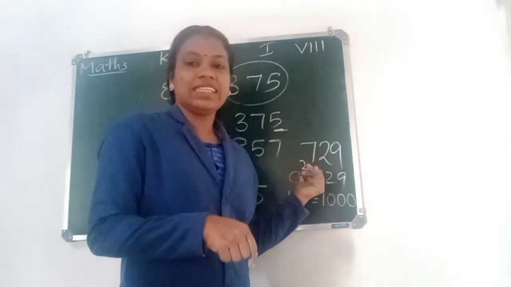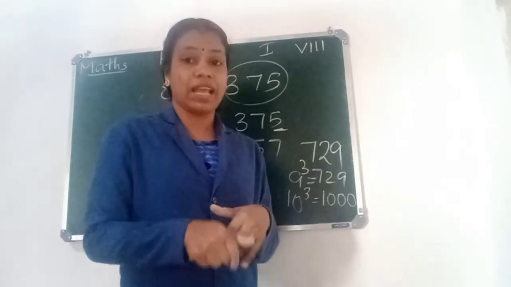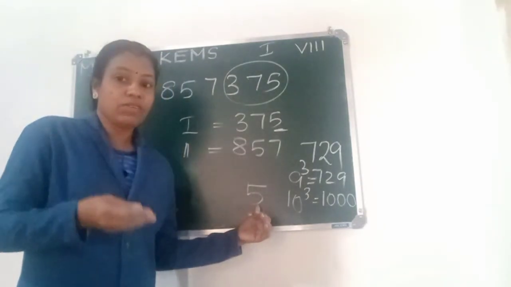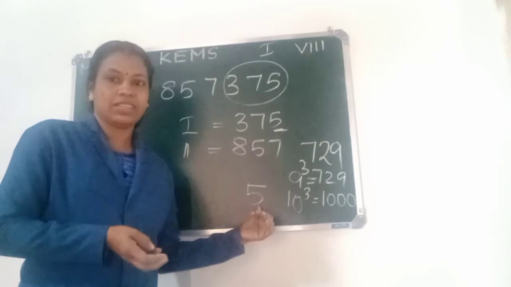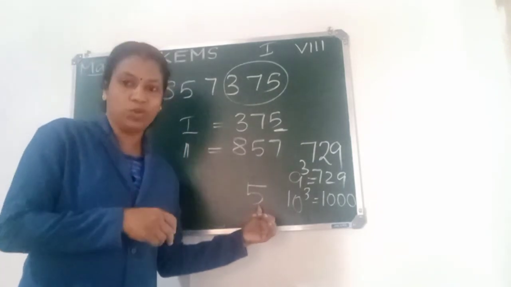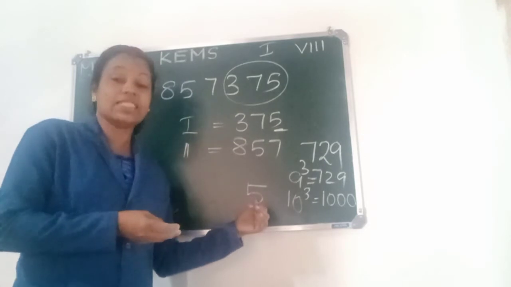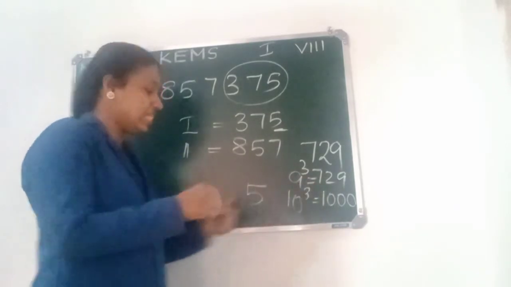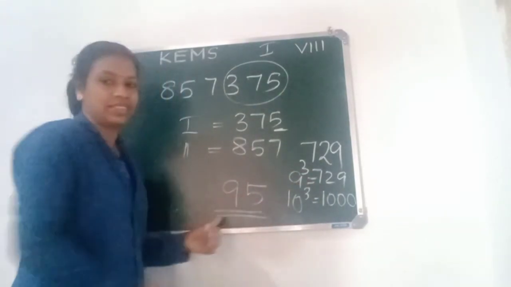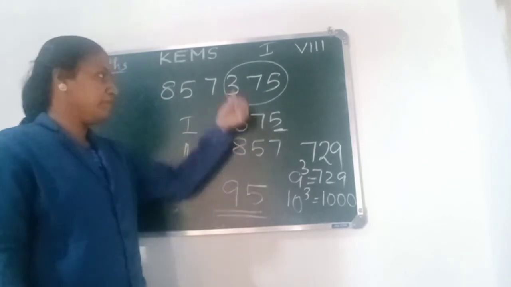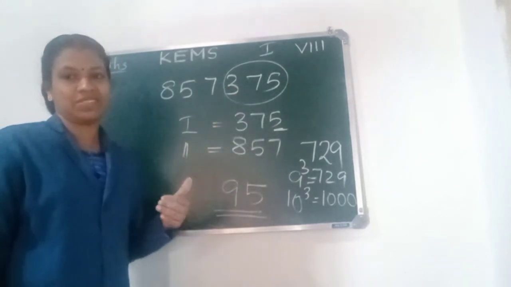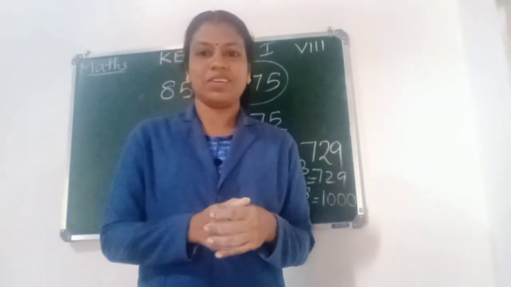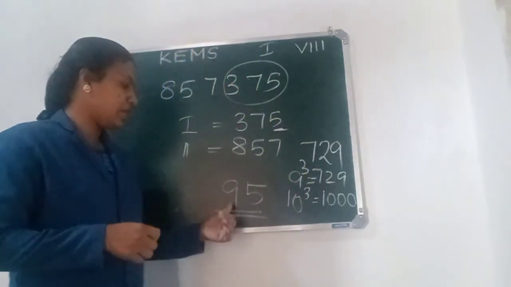Take that 9 as the tens place digit of the required cube root. Already we have the ones digit, which is 5. So this is the cube root of the number. Here we just estimate the cube root. So the cube root of this number is 95.